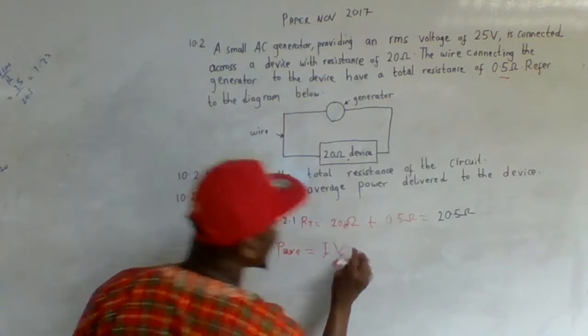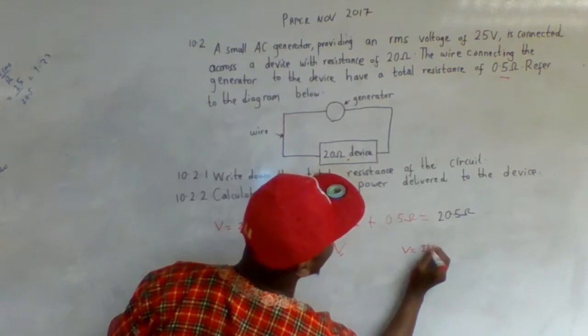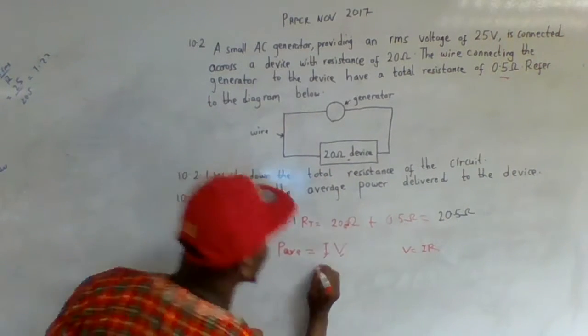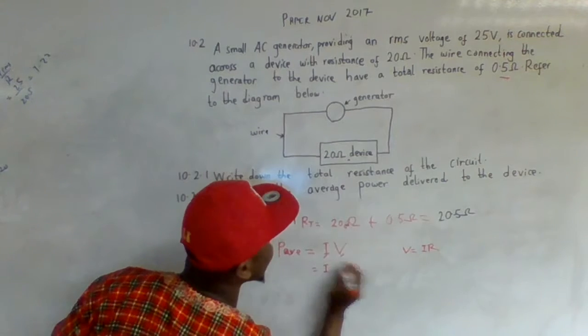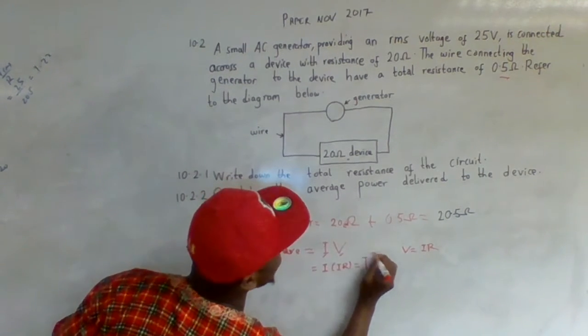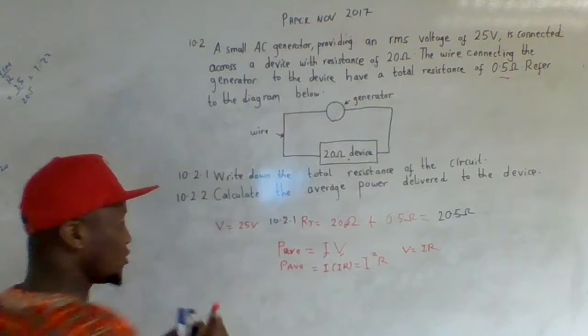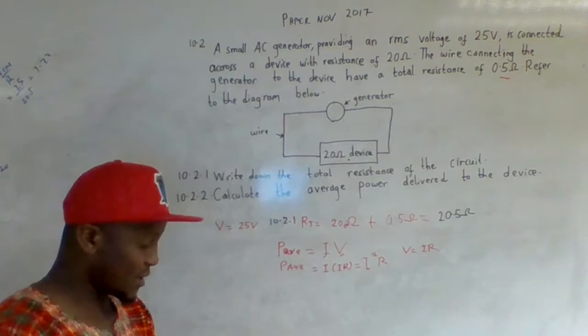But let me not use this V. From Ohm's law, V equal to IR. So I'm going to take this and plug it in there. So this will be equal to I times IR, which is going to give me I squared R. So power average equal to I squared R. That's my power average.